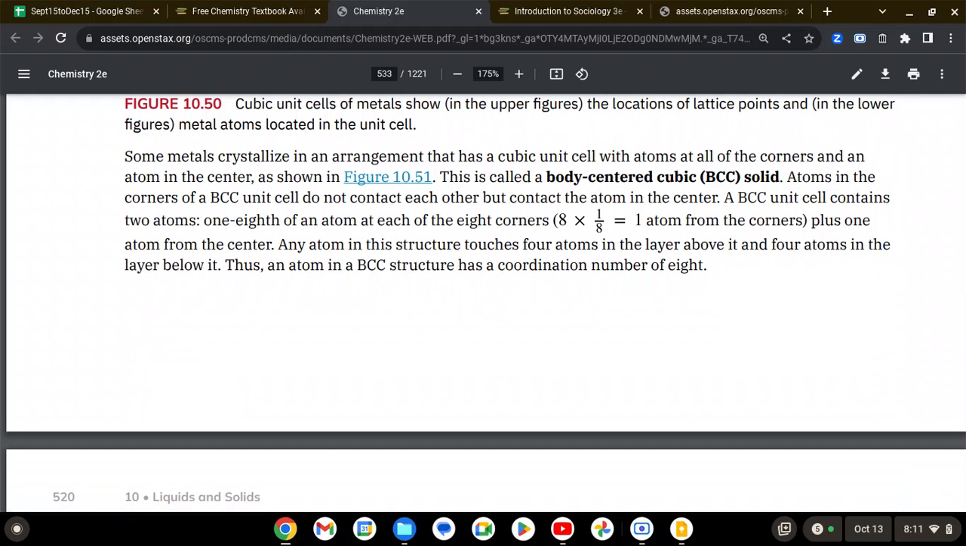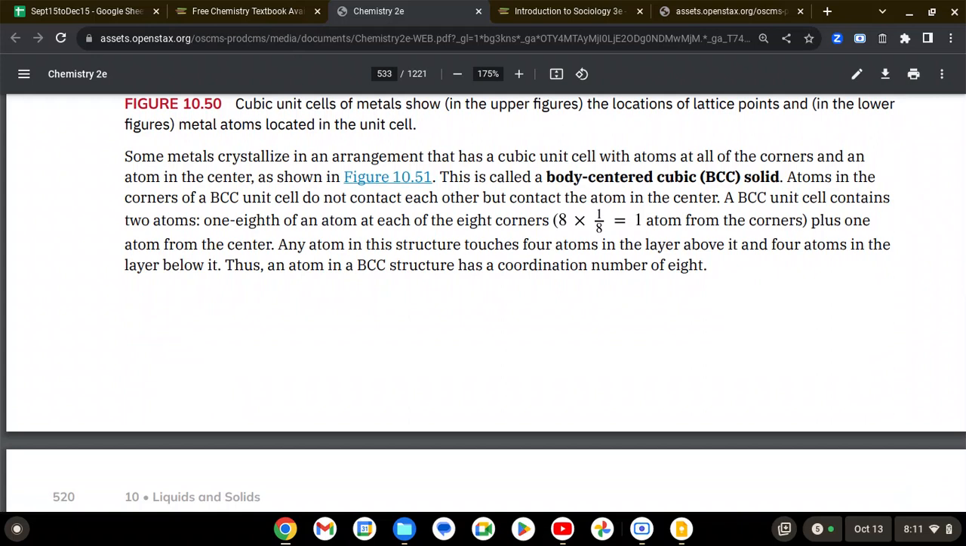Some metals crystallize in an arrangement that has a cubic unit cell with atoms at all of the corners and an atom in the center, as shown in Figure 10.51. This is called a body-centered cubic solid.